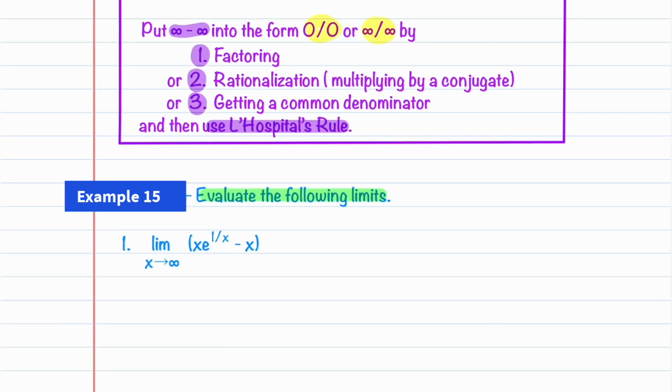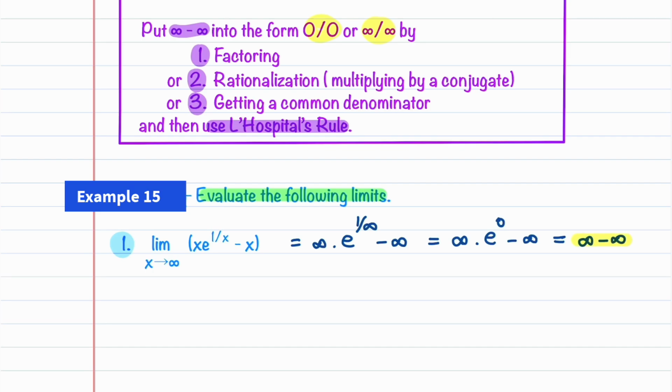The first limit that we're going to evaluate is the limit of x times e to the 1 over x minus x as x goes to infinity. First thing you always want to do is substitute in what x is. So this is infinity times e to the 1 over infinity minus infinity. 1 over infinity is 0, so we have e to the 0 minus infinity. E to the 0 is 1, so we have infinity minus infinity.